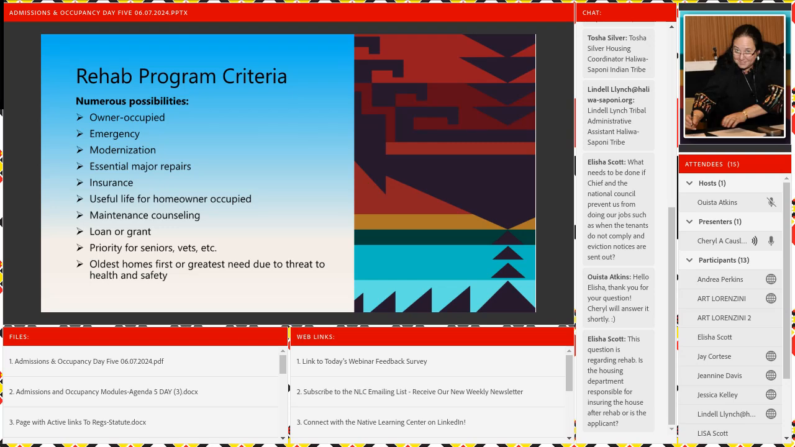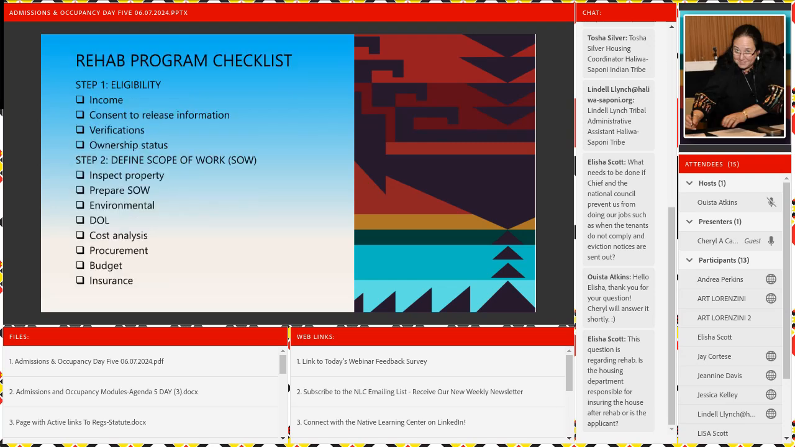Useful life for homeowner occupied. Maintenance counseling. Is it going to be a loan? Is it going to be a grant? Are you going to have priorities, perhaps for your seniors? Oldest homes first, or maybe greatest need due to the threat of health and safety. Those are all decisions that you can put in there and factor in. So these are samples, okay?